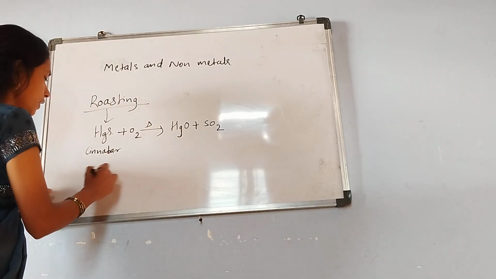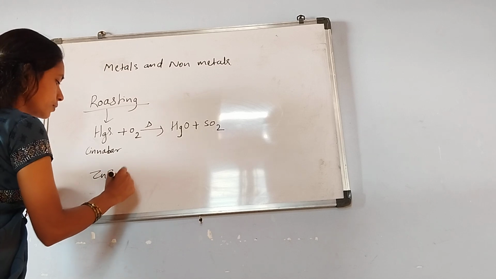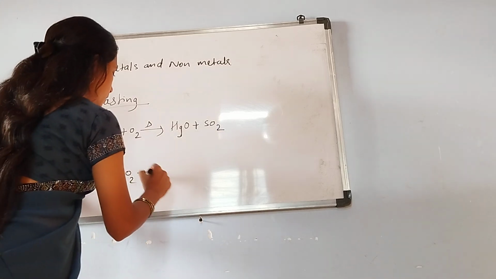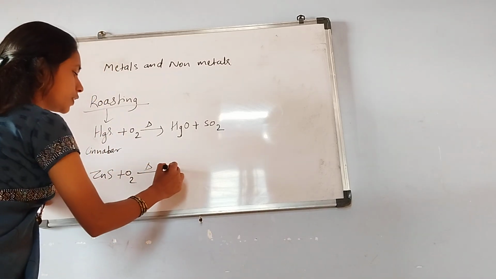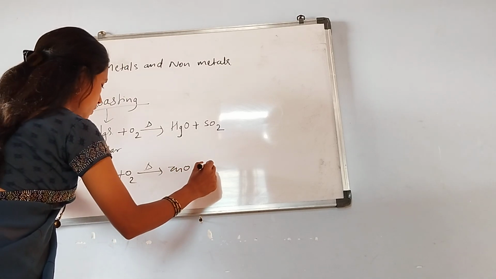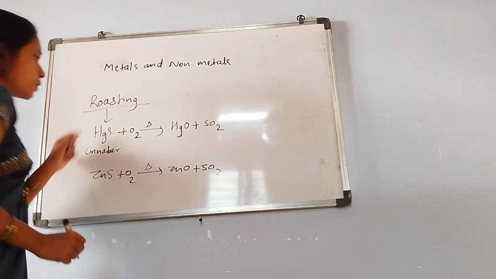So again we can take zinc blende. We are heating it in the presence of oxygen, and we get zinc oxide plus SO2. So this is about roasting.